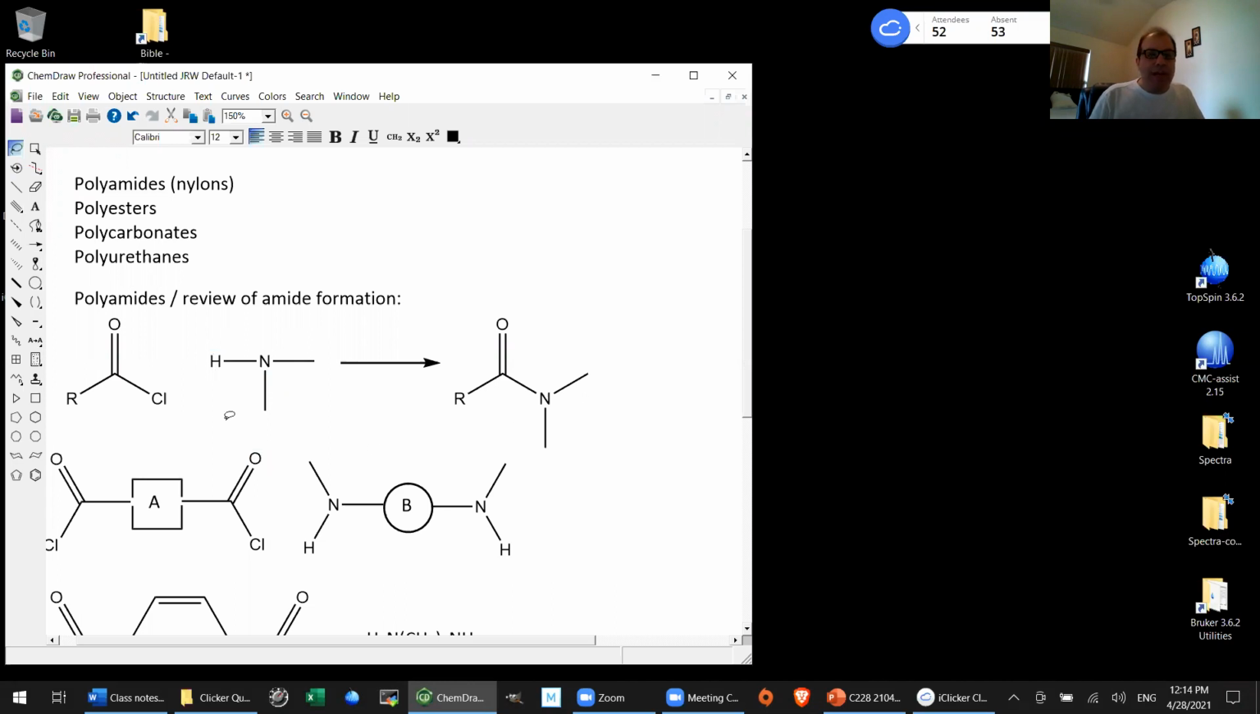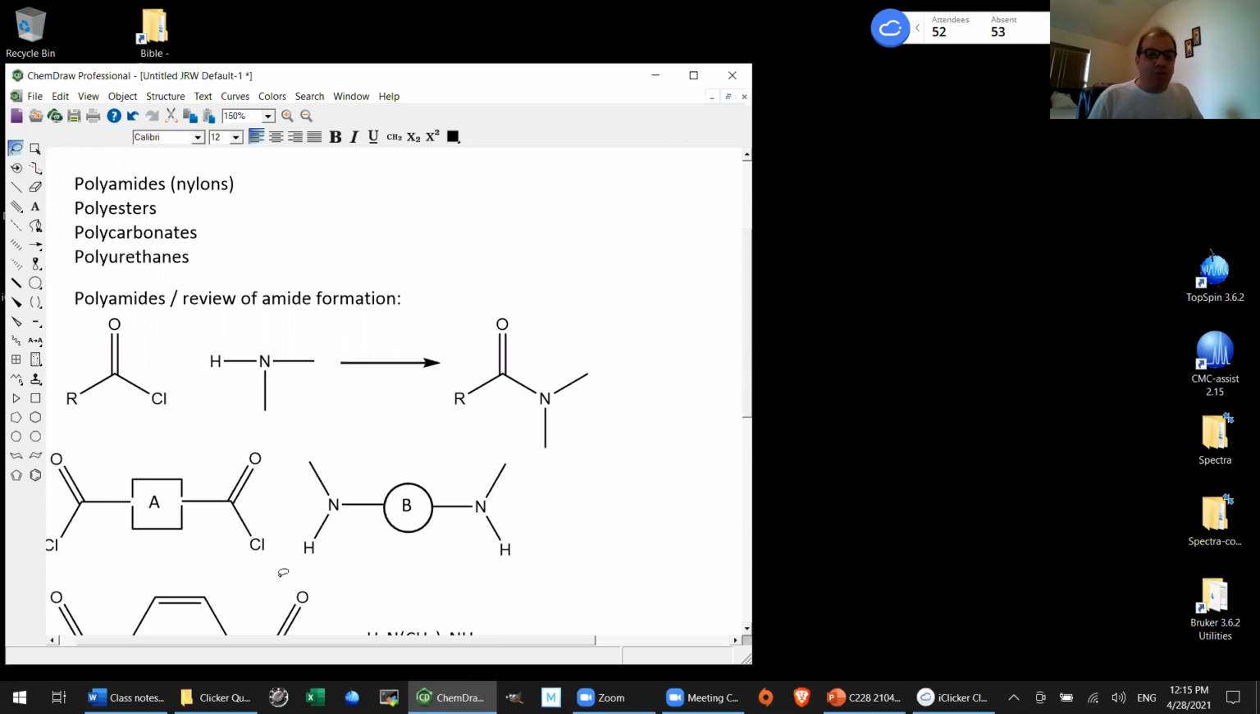I think you might also be able to do that by reacting an amine with a carboxylic acid, but you've really got to cook it. You've got to practically pyrolyze it. It takes hundreds of degrees. And then you would also get a molecule of water out of it, but certainly much faster and better with an acid chloride. So how are we going to get a polymer out of this?